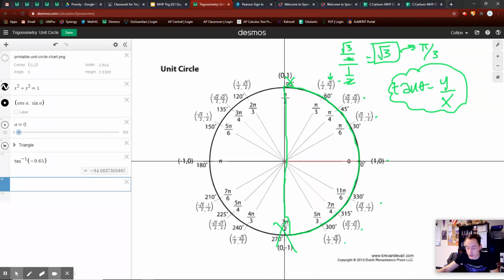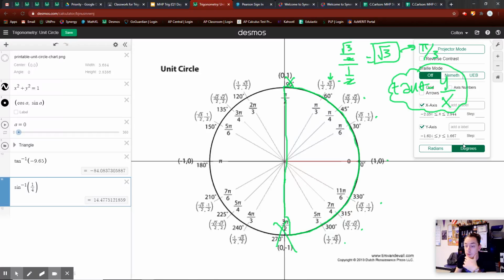I'm going to leave it in degrees. And my other one was inverse of sine of 1/4. That's what it is in degrees. If I wanted to switch it to radians, that's what it is in radians for both. This is what it is in degrees, roughly 14.5.